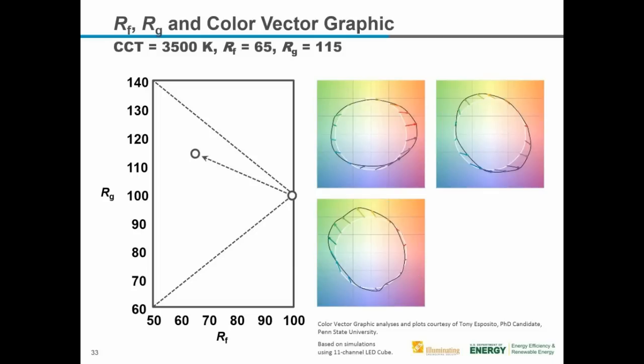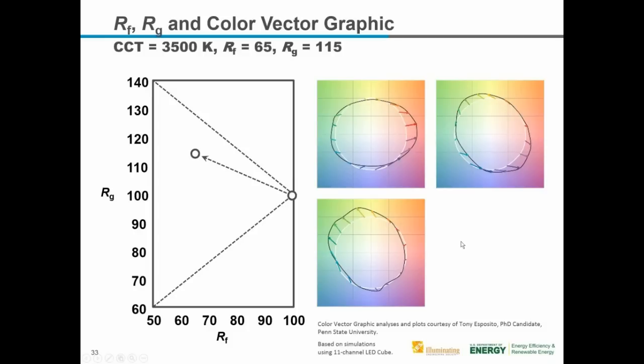Here now we're looking at the color vector graphic for those three spectral power distributions. The one on the upper left, we can see that this very significantly increases the saturation of red object colors, whereas the one on the lower left very significantly increases the saturation of the greens and green yellows while slightly desaturating the reds. And this one in the upper right is a different one entirely.